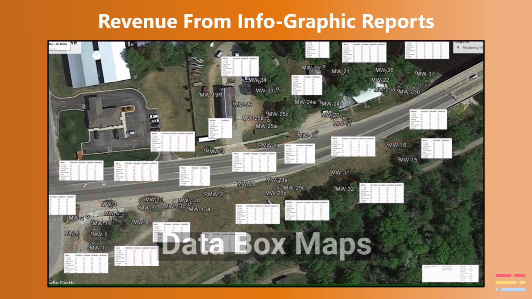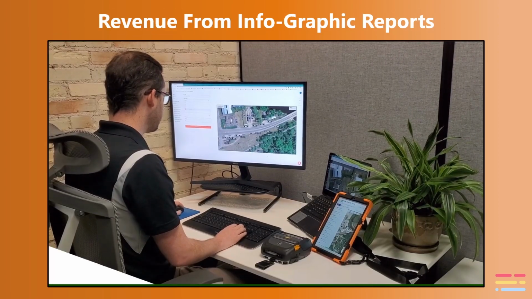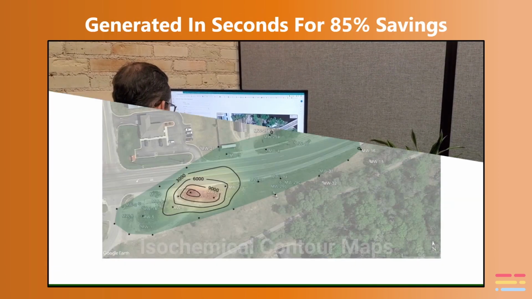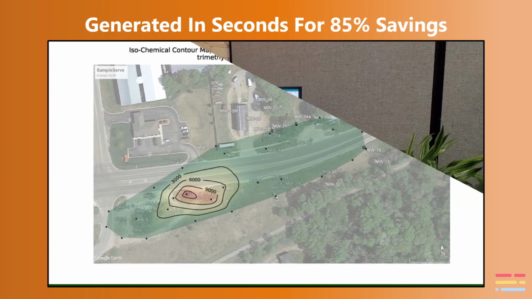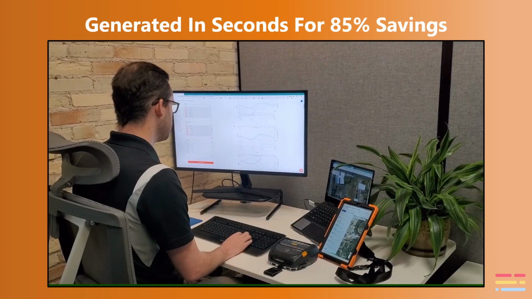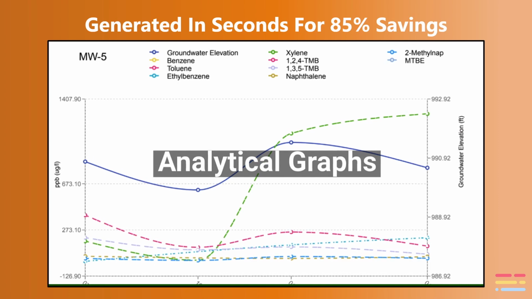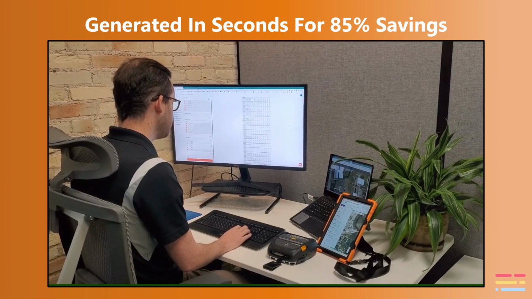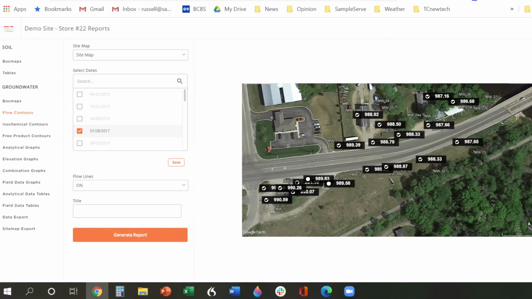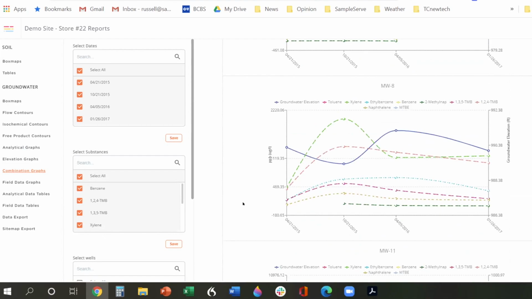Once the lab pushes the data back to the platform, we're able to generate in just a matter of seconds all the data box maps, groundwater contour maps, isochemical contour maps of all kinds, all the data graphs, and all the data tables comparing to different cleanup criteria for your area. We only charge if you want to use our reporting functionality, and that's really where the value is: you're able to get your reports done and complete in a matter of minutes and get them out the door.